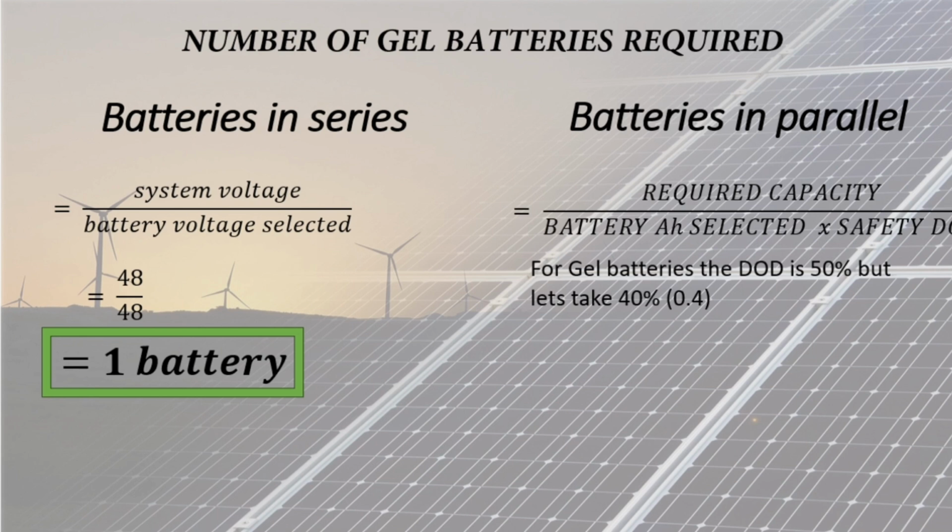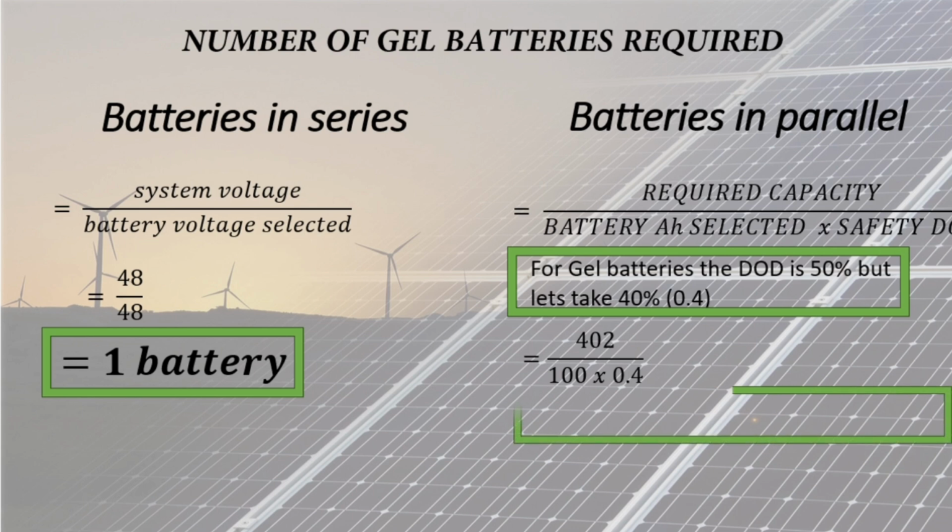So number of batteries needed will be 402 over 100 multiplied by 0.4, since our battery is 100 Ah and 48 volts. So if you do the math, we get 10 batteries. We get 10 gel batteries.